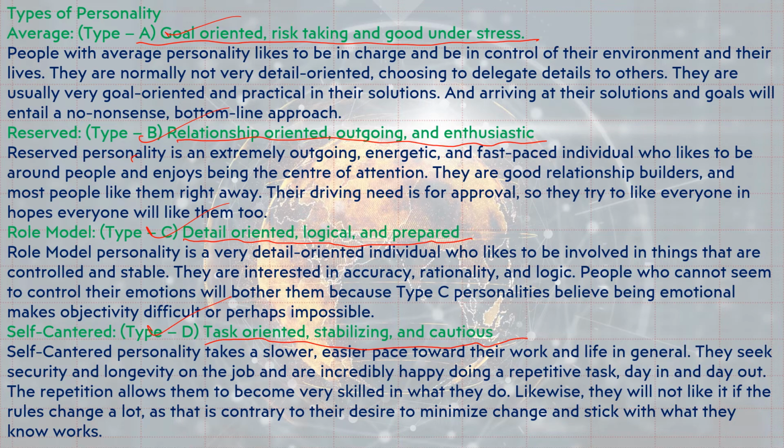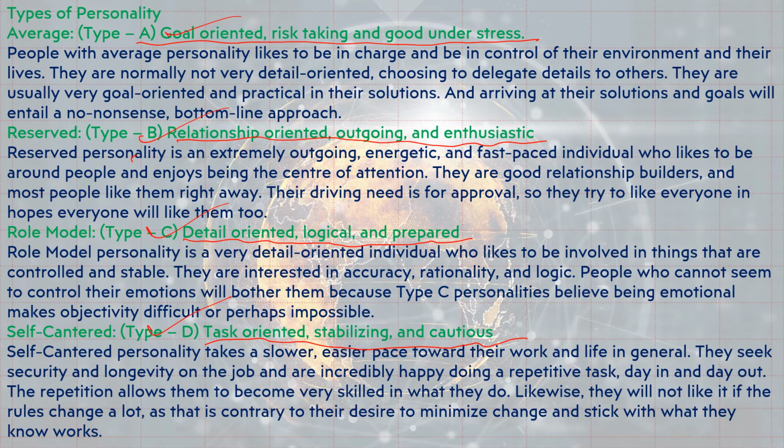Type A: goal oriented, risk taking, and good under stress. These are the persons who are goal oriented. They are very focused on their task. They will take risks, and are very good under stress. Type B: relationship oriented. They are very good relationship builders. Outgoing and enthusiastic, they would always love to go out and chill with friends.